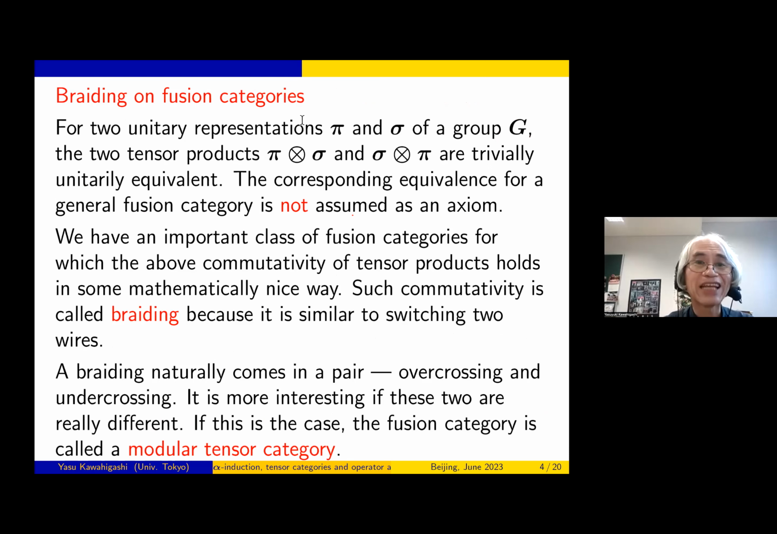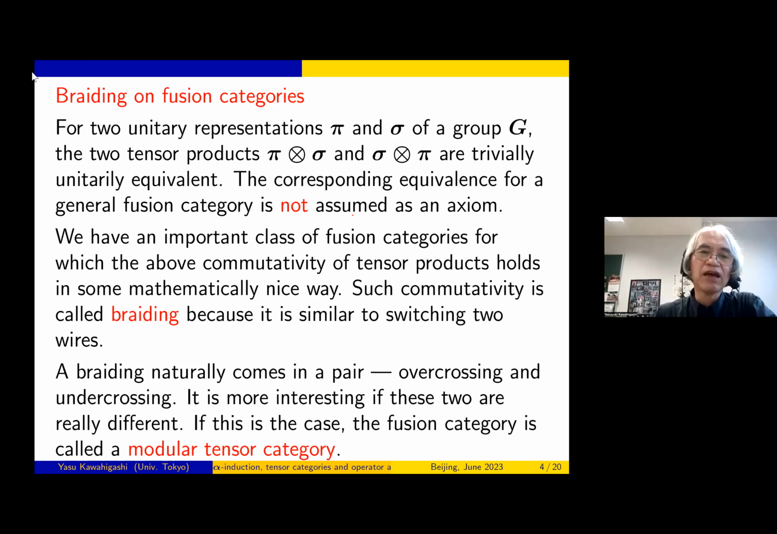Then next, I talk about braiding. In a general setting, we start with an example of group representations. If we have two unitary representations, pi and sigma, of the same group, then the tensor products pi tensor sigma and sigma tensor pi are trivially unitarily equivalent, of course. But this unitary equivalence for two tensor products is not assumed as an axiom of a fusion category. So in general, pi tensor sigma and sigma tensor pi could be entirely different, and this is the case in our operator algebraic setting.